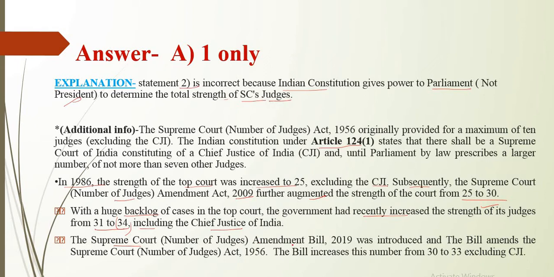And the Supreme Court Amendment Bill 2019 was introduced for this purpose, and the bill amends this Act of 1956 of Supreme Court Number of Judges, and the bill increases this number from 30 to 33, excluding CJI. That means total 33 judges plus 1 CJI. So now let's move on to the next question.